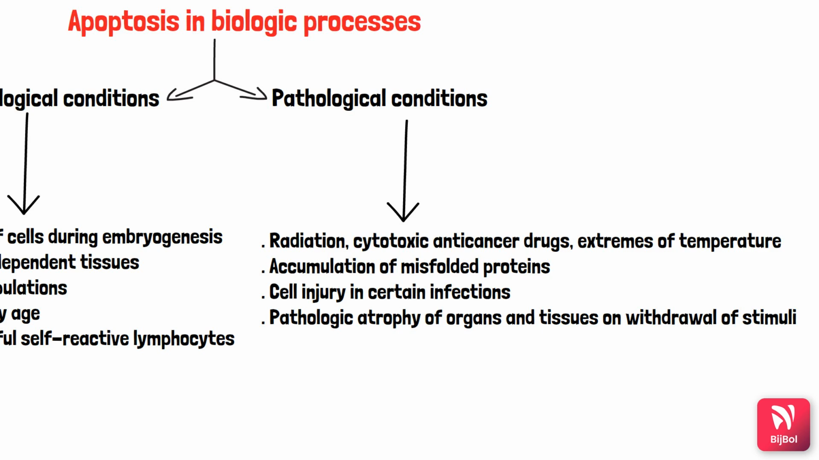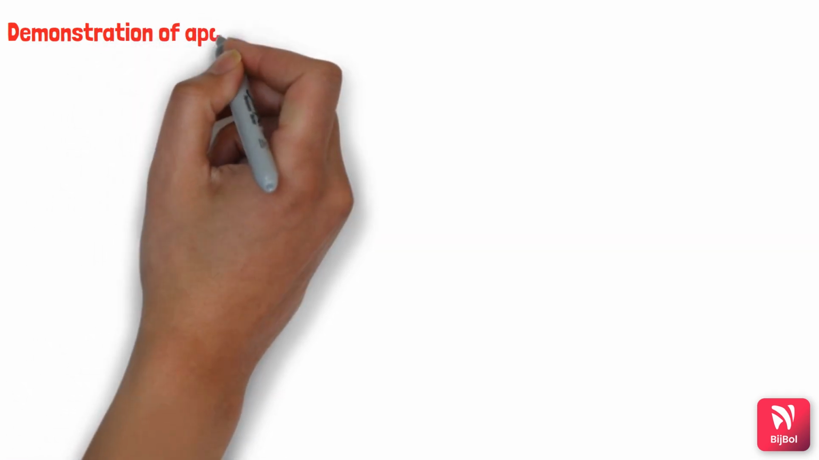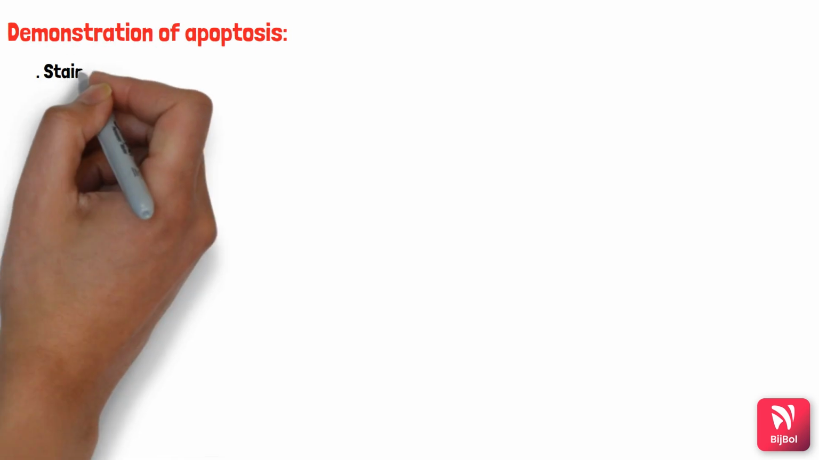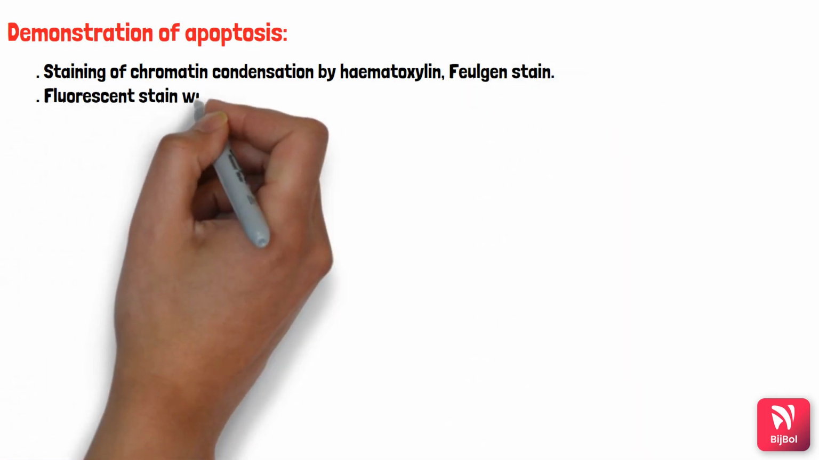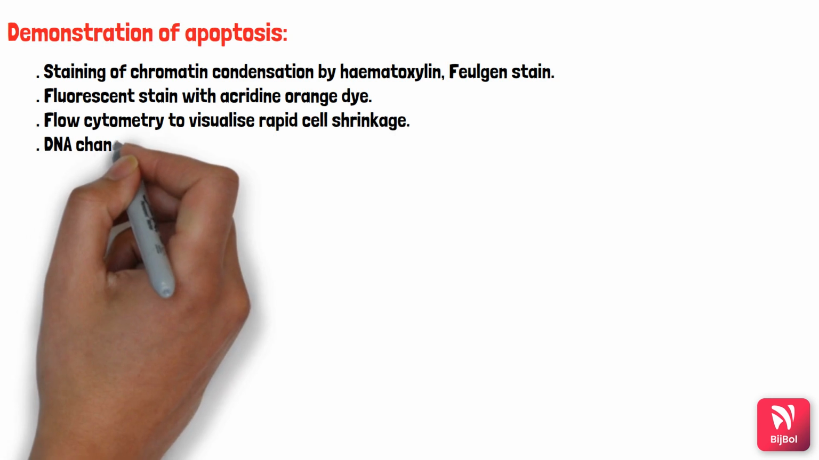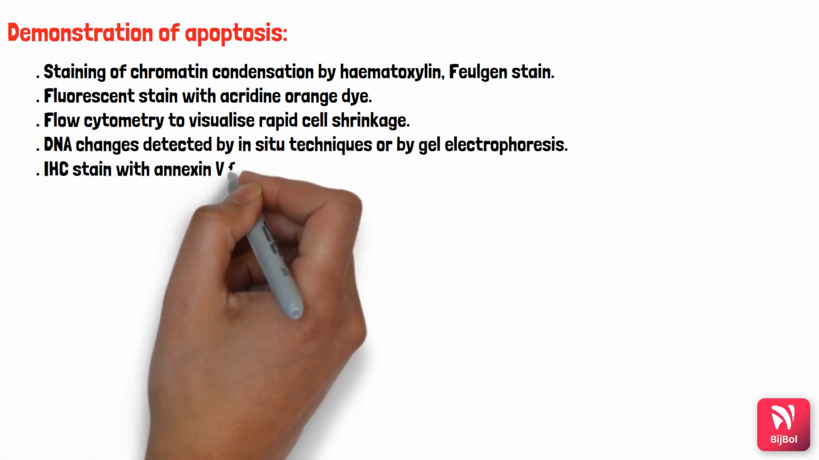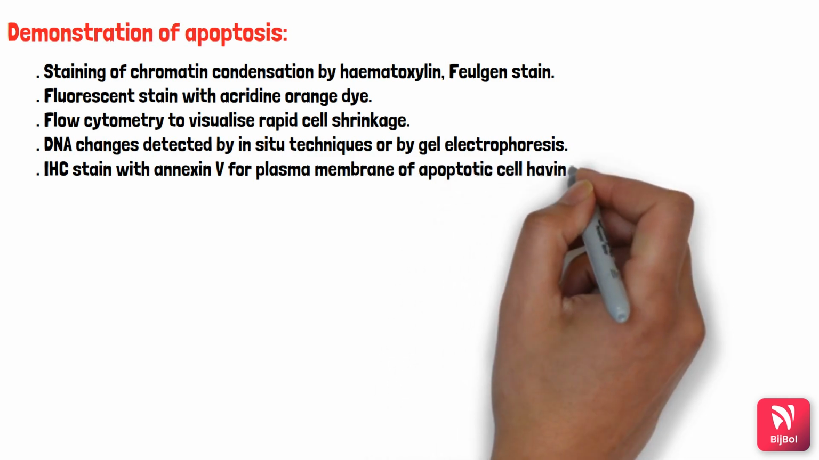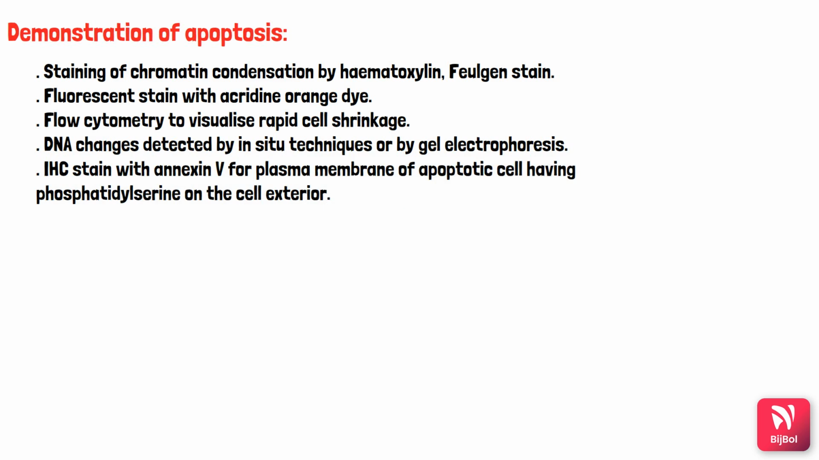But how do we check for apoptosis, that is, how do we demonstrate apoptosis? There are some special stains and special techniques by which we can see apoptosis in tissues, that is, chromatin condensation staining using hematoxylin stain and Feulgen stain, and fluorescent stains with acridine orange dye. Sometimes techniques like flow cytometry can be used to visualize rapid cell shrinkage. The DNA changes seen in apoptosis can be seen by in situ techniques as well as gel electrophoresis. As I told you earlier, phosphatidylserine will be seen towards the exterior, so it can be stained using IHC stain with annexin V. These are the various ways by which we can demonstrate apoptosis in a cell.